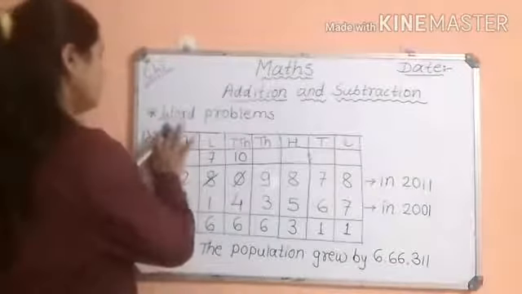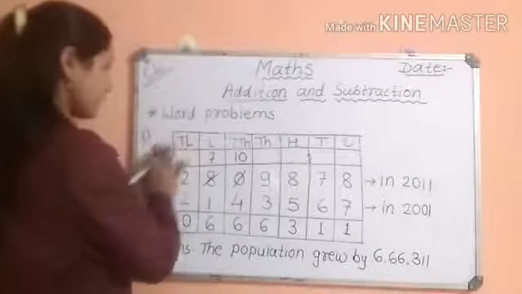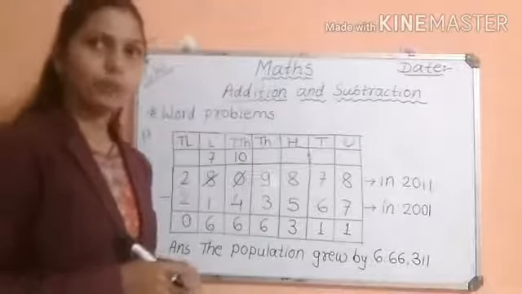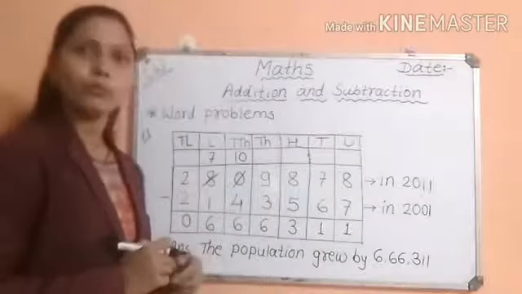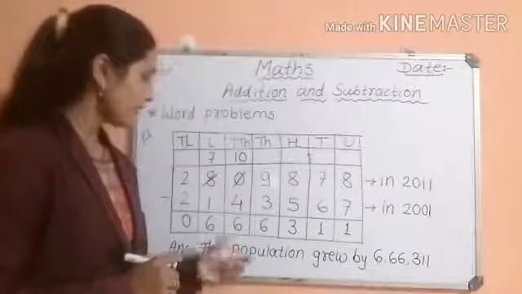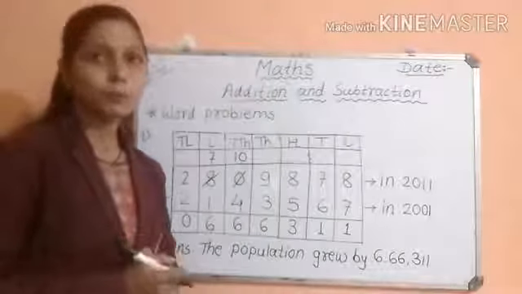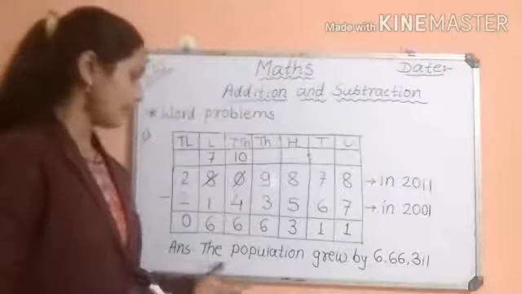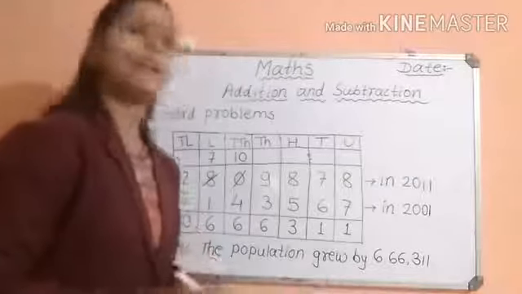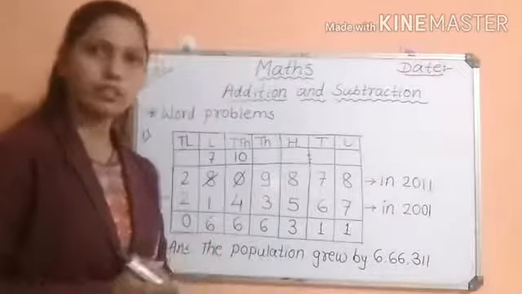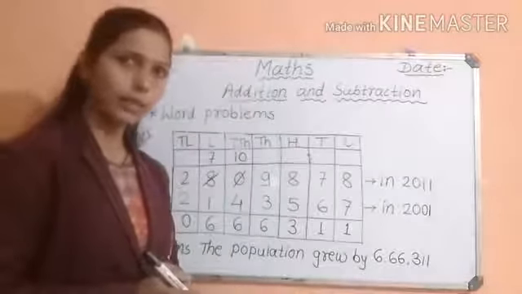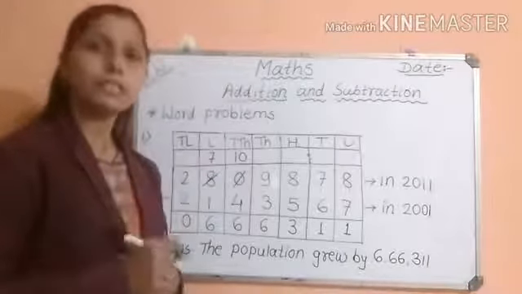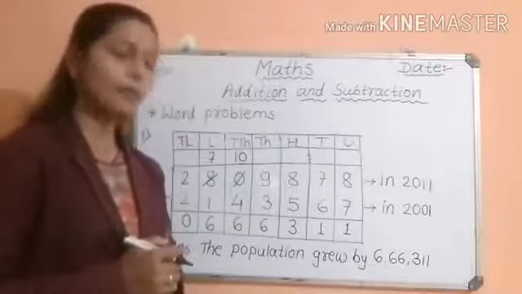While writing this answer, you should first write down the word problem and then write this answer to that word problem. While solving the word problem, you should write the final answer in word form, that is, the population grew by 6,66,311.